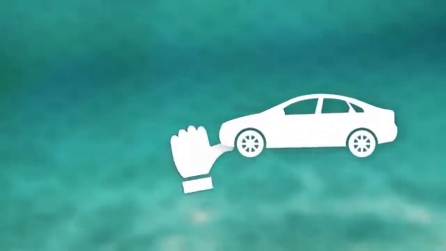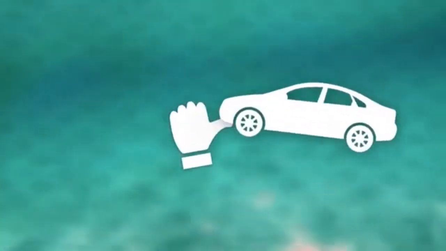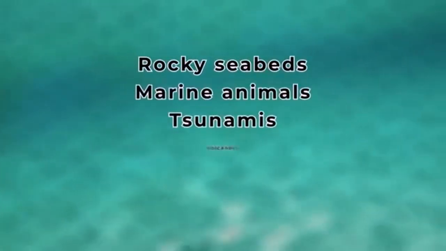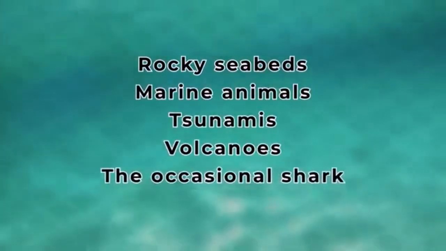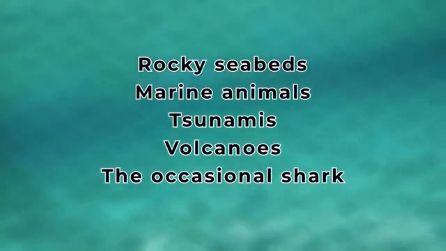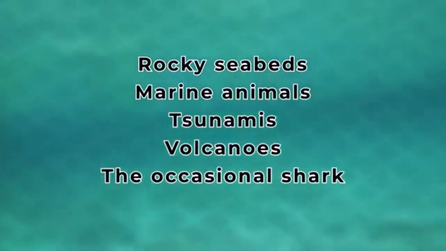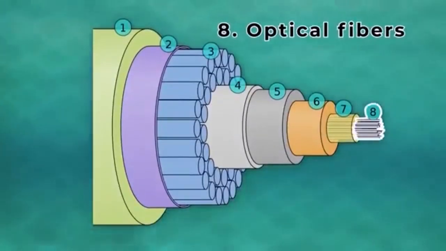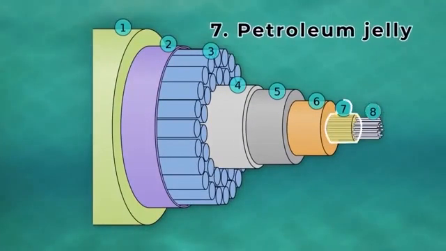As an example, the pressure at these depths is the equivalent of trying to hold up an entire car with just your thumb. Additionally, the cables must account for rocky seabeds, marine animals, tsunamis, volcanoes, and even the occasional shark. As a result of these threats, the majority of the cable's makeup is just for protection. To break it down further, the cable starts with the optical fiber itself, which is the means by which the data is transmitted. These fibers are then coated with petroleum jelly for lubrication and to keep the fiber firmly in place within the larger cable assembly.